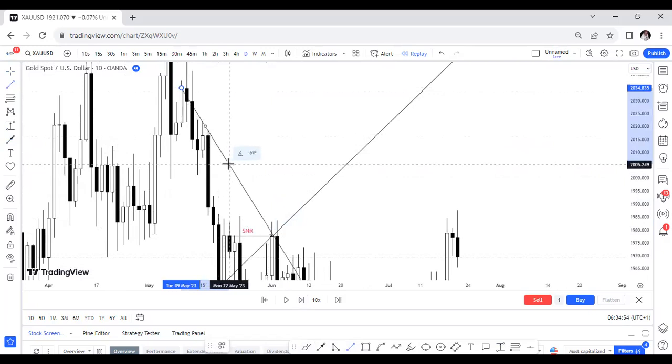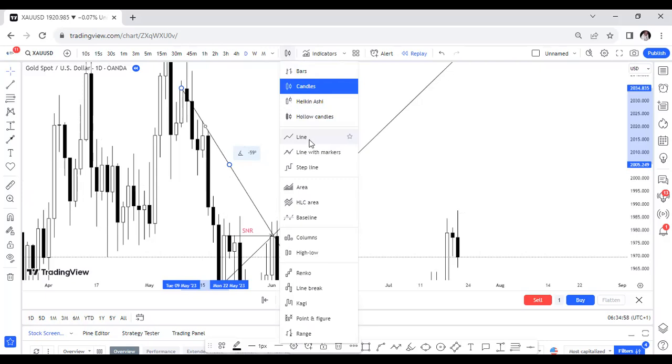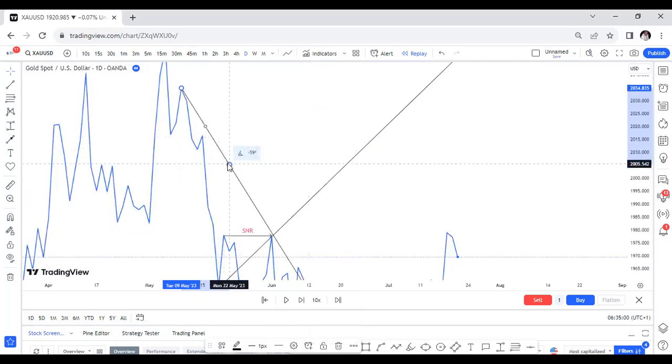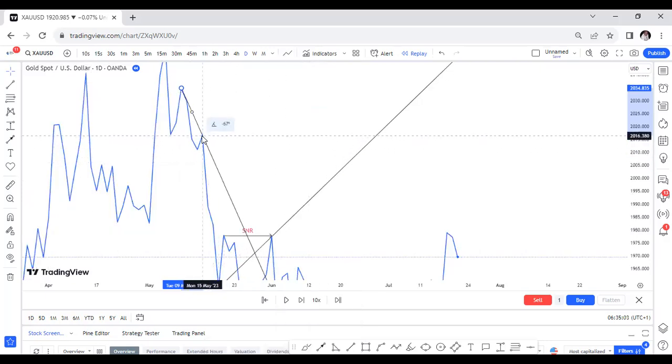Oh, it doesn't connect. But you have at least one here. Let me see. It doesn't connect. Yeah. It does not connect with this. Yeah. So you remove that.